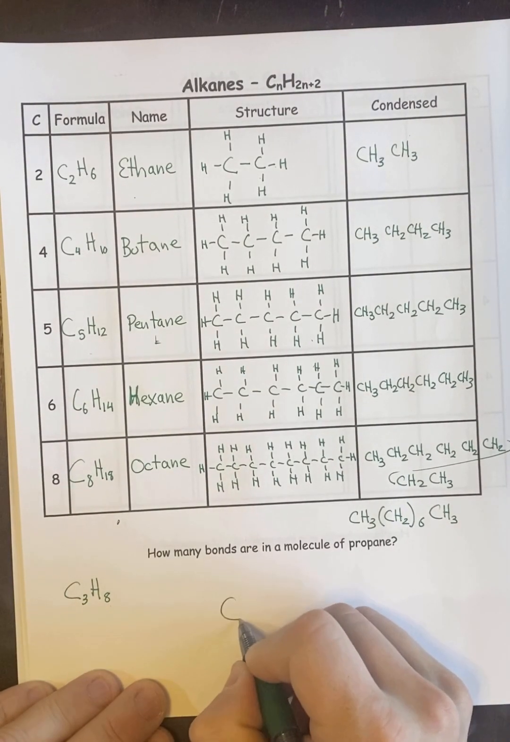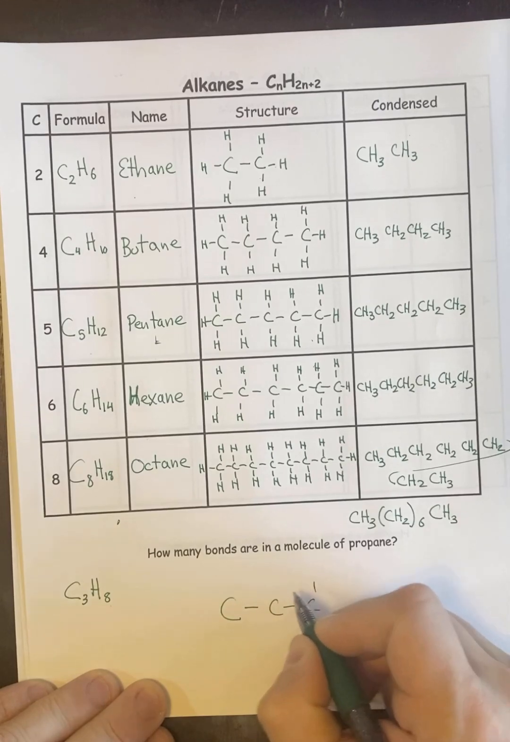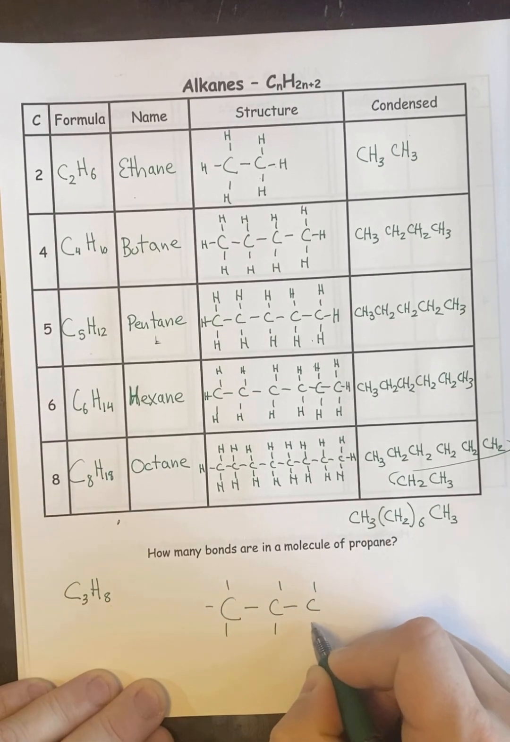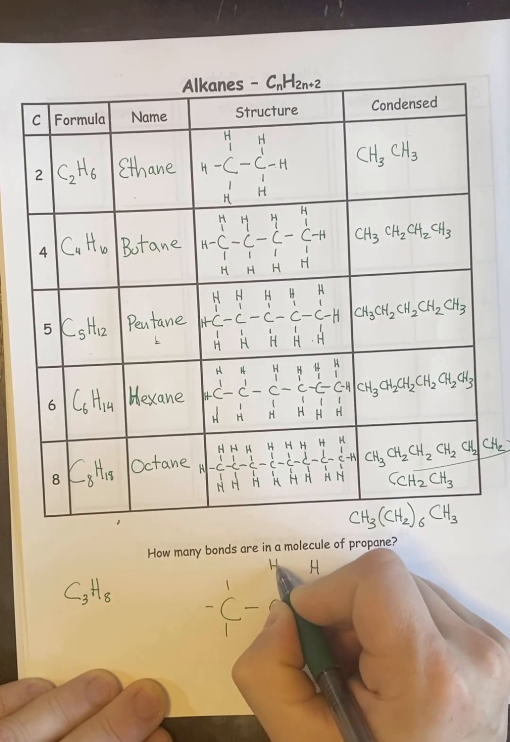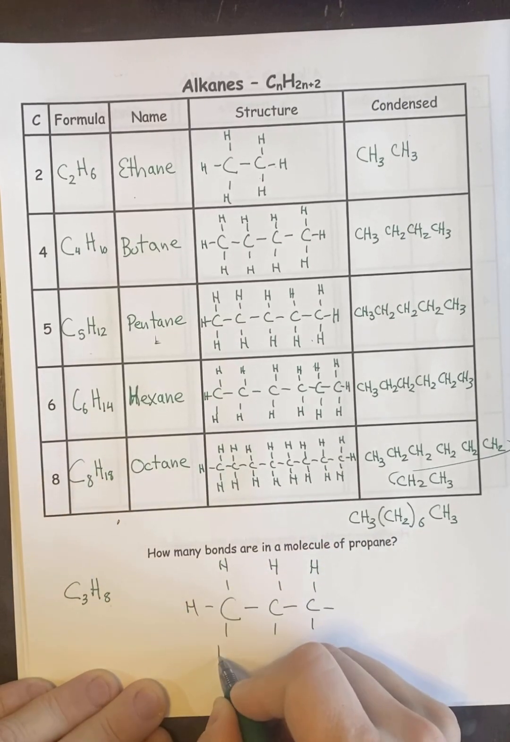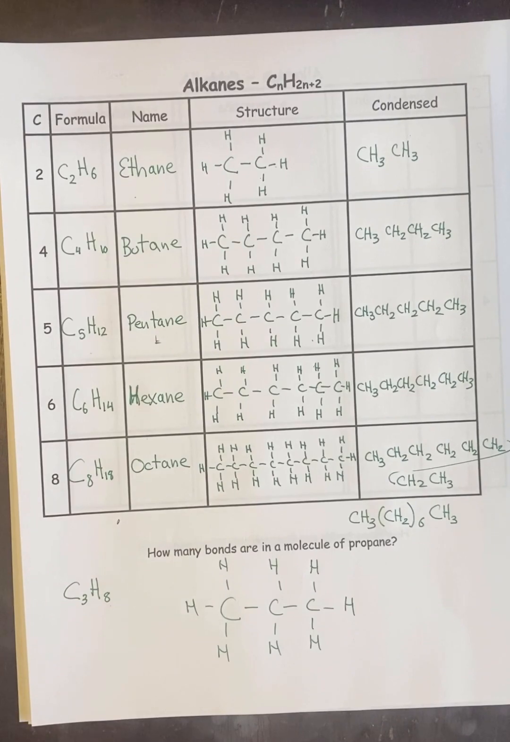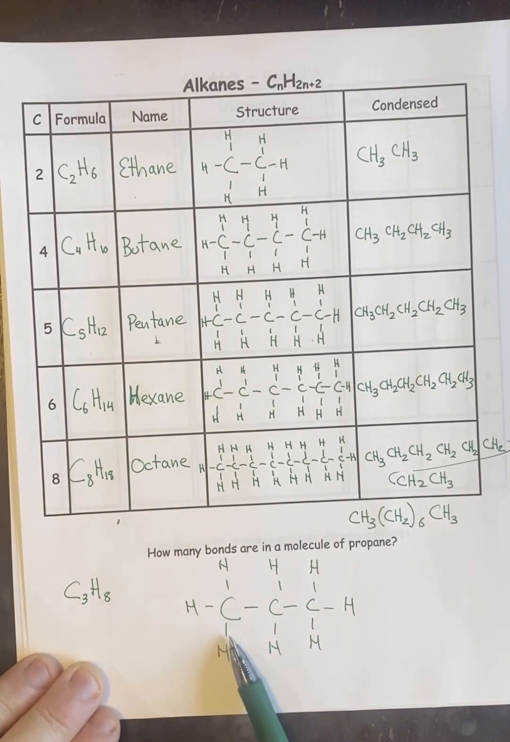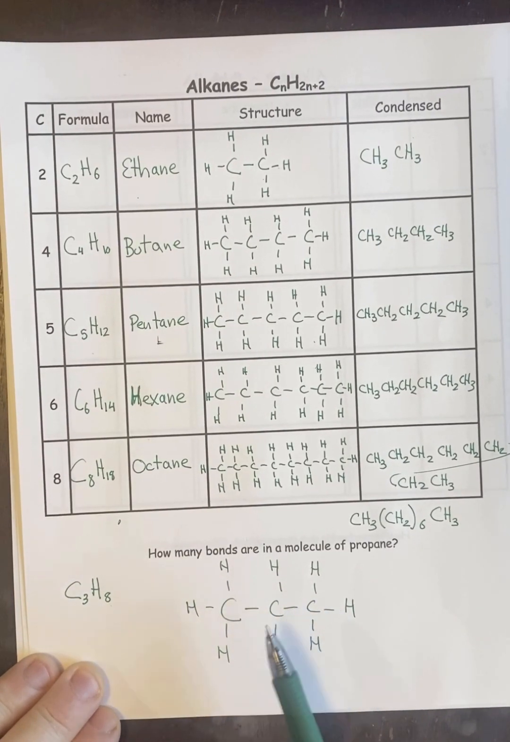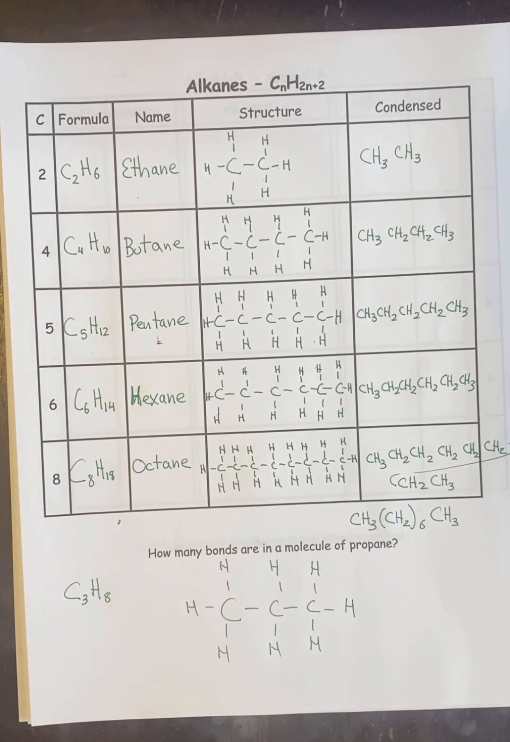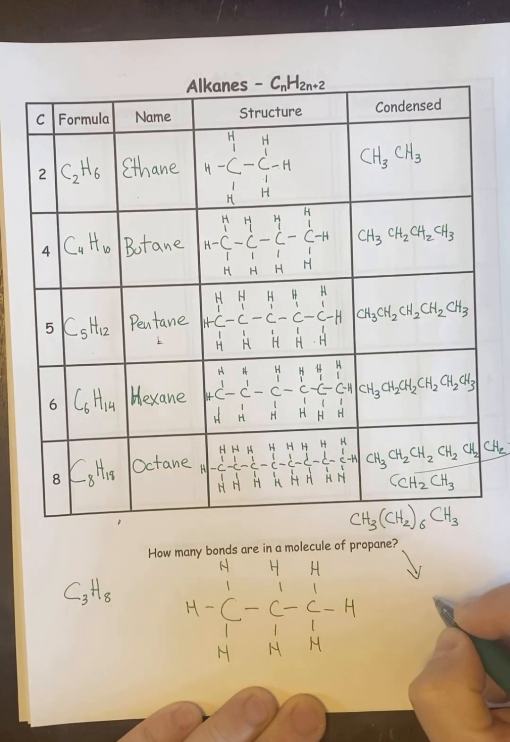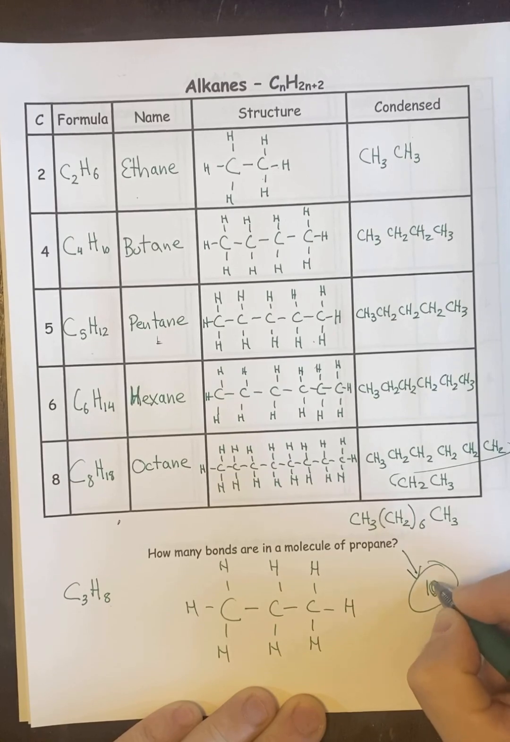The only way to really do this is to draw the propane out and then count the number of bonds. 1, 2, 3, 4, 5, 6, 7, 8, 9, 10 bonds in a molecule of propane. So be aware of that.